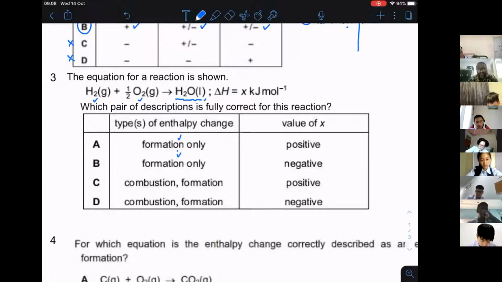But I want to also check whether it is right to refer to it as combustion. So Justin, can we refer to this equation as combustion? What is the definition of enthalpy of combustion, Justin? One mole of substance combusts in excess oxygen to give compound. Okay, in this case, is there any one mole of substance being combusted with excess oxygen?